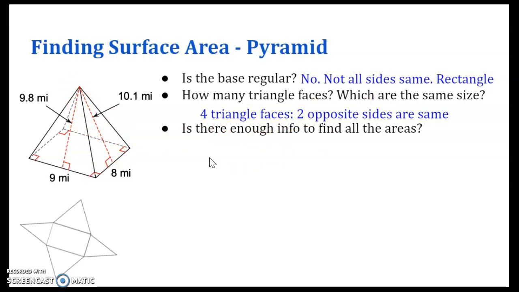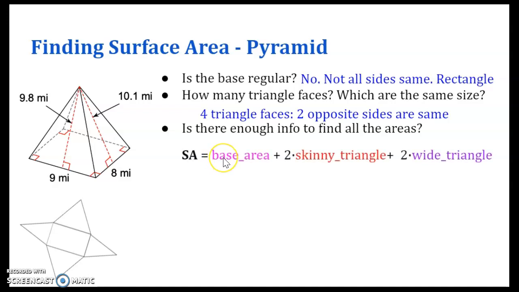Is there enough information to find the area? Okay, so the surface area is going to be base area, that's the rectangle, plus two skinny triangles. So I'm going to call these the skinny ones because they are narrower, and then two wide triangles. Now, do we have enough information for that? So the base area is going to be 9 times 8, and then the skinny triangle is going to be this side. So the base is 8, the height is 10.1, and divided by 2 is the area of one triangle, but we have two of those, so we multiply that by 2.